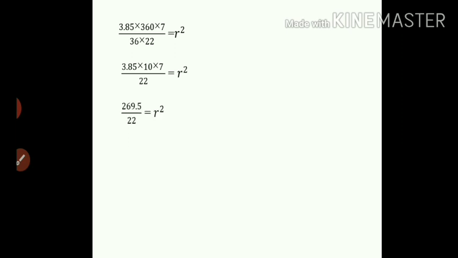When you simplify this, 3.85 multiply by 10: the decimal shifts one place to the right. So when you multiply 3.85 by 10, you get 38.5. Multiply by 7, you get 269.5 divided by 22, which will be r square. So you get 12.25 as r square. By taking the square root, we get the radius as 3.5 centimeter.